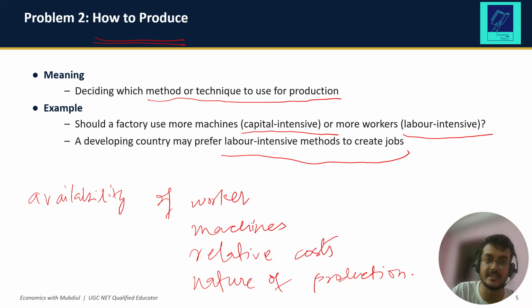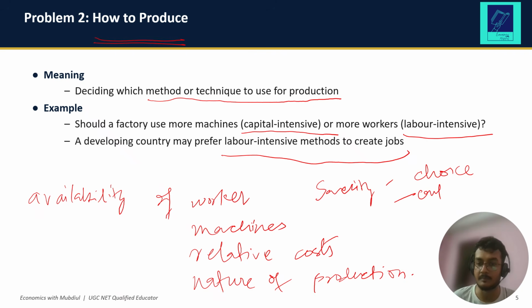Again, notice our chain. Why do we have to choose between machines and workers? Because resources are limited. If everything were unlimited, we would not care. Because capital and labor are scarce, producers must decide how to combine them. So once again, scarcity, choice, and this central problem.